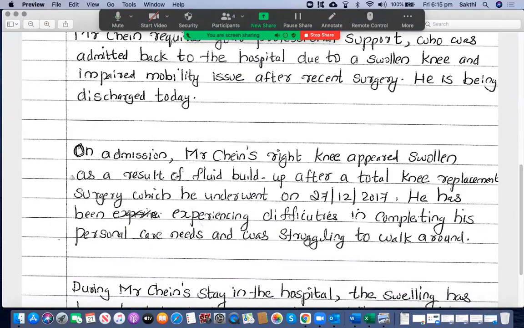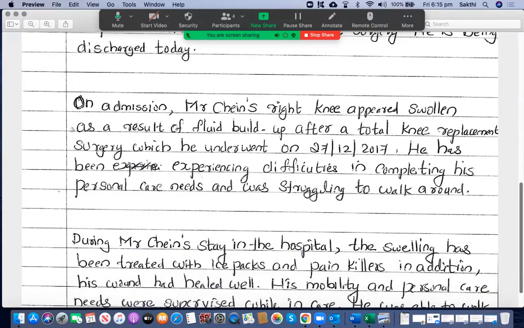So I'm happy with that. On admission, Mr. Shin's right knee appeared swollen as a result of fluid buildup. Now, it's not "fluid build up", oh, fluid buildup, yeah, you're right, after a total knee replacement surgery. See, replacement and surgery are the same thing, so it's not needed to write the same phrases twice. Do you understand? Replacement itself is a surgery. Yeah, that's true.